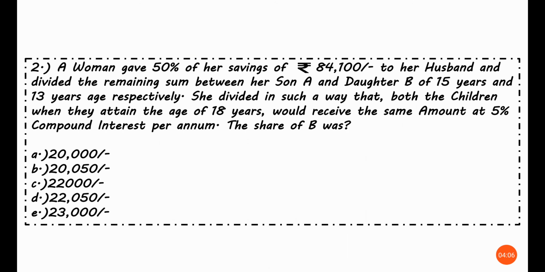A woman gave 50% of her savings of rupees 84,100 to her husband and divided the remaining sum between her son A and daughter B of 15 years age and 13 years age respectively. She divided in such a way that both the children, when they attain the age of 18 years, would receive the same amount at 5% compound interest per annum. The share of B was.